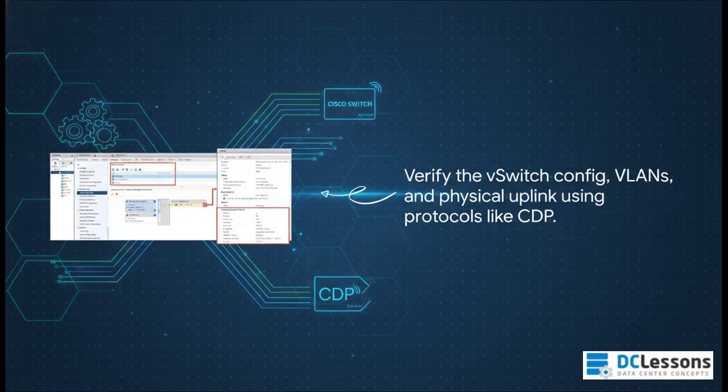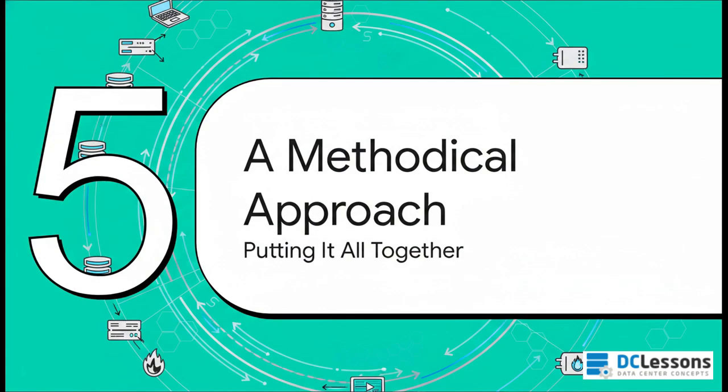This view lets you check the vSwitch config. You can see all the VLANs on the port groups, and this is a total lifesaver. You can inspect the physical uplink adapter itself. You can see its status, and you can even discover what physical switch it's plugged into using protocols like CDP. How cool is that?